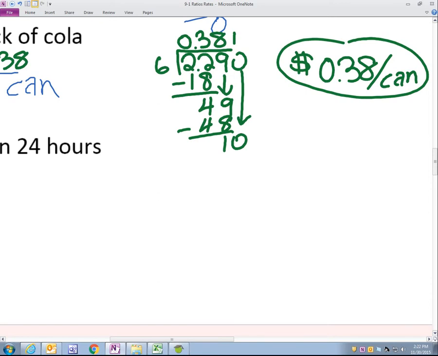I'll explain why I stopped at 1. Could you have dollars per can if you wanted to? Yeah, that could work as well. That's actually more mathematically correct. This is just the way we see it, IRL. So you should have 38 cents a can.